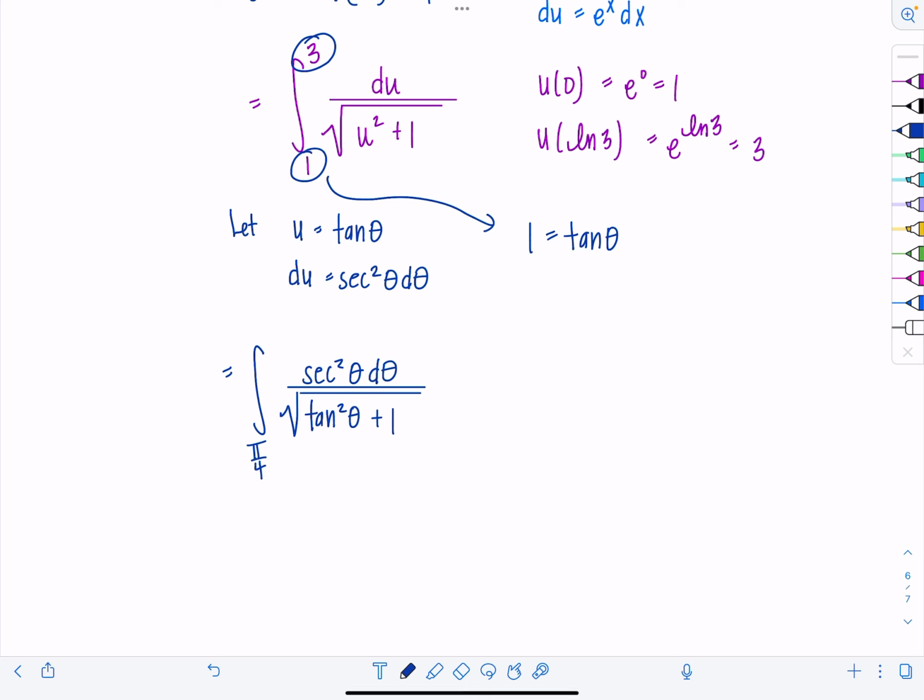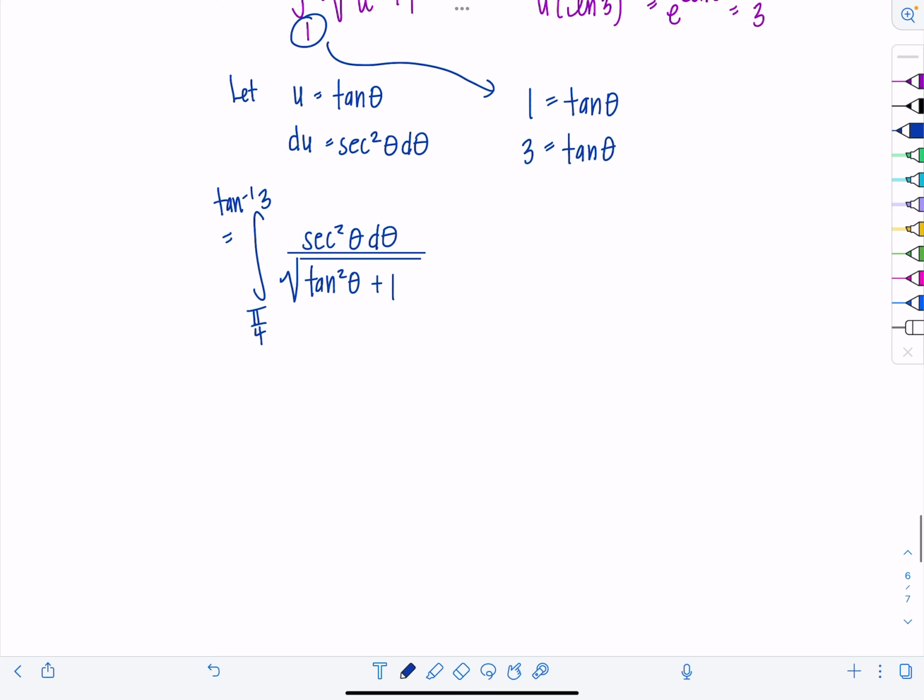What about the upper limit? Perhaps it's making you nervous. 3 is equal to tan theta. Is that a value that we easily know from our unit circle when tangent theta is equal to 3? No. So right now I'm just going to replace it with tan inverse of 3. Okay.